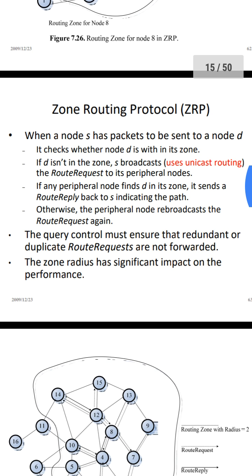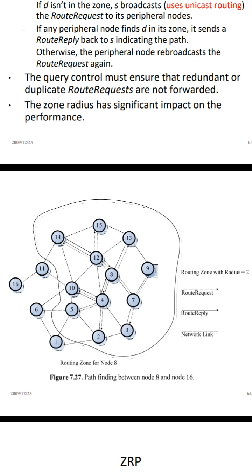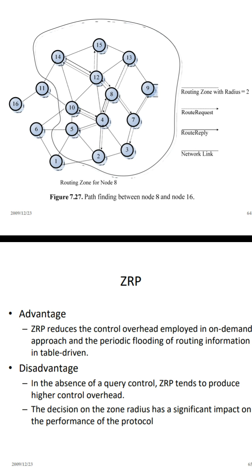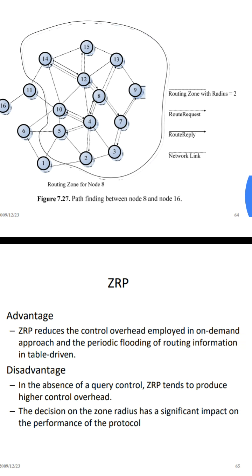Next, this totally forms one intra-zone network. Then node 10 transfers the data to 11, and node 11 transfers the data to 16. Like this, zone routing protocols transfer the packet from source to destination. Okay, so this is the working principle of the zone routing protocol.